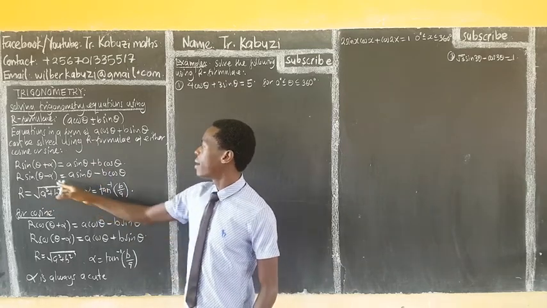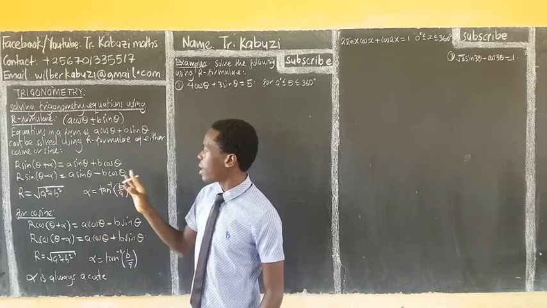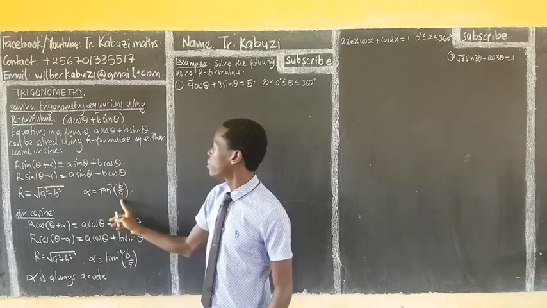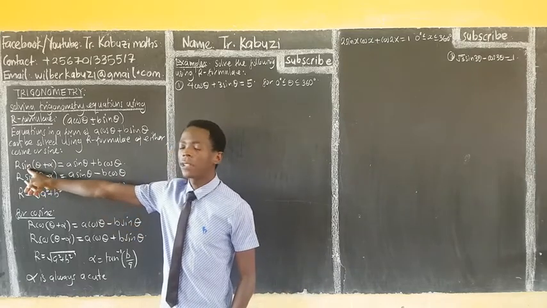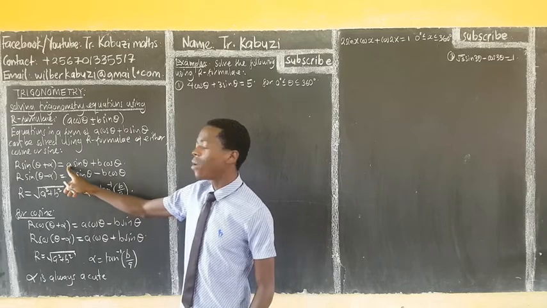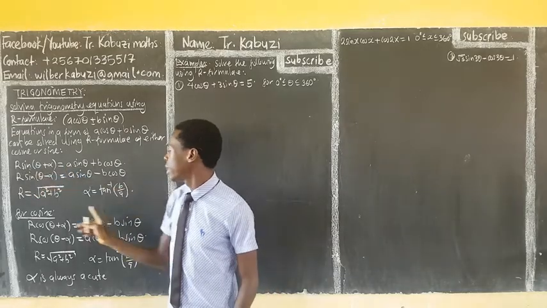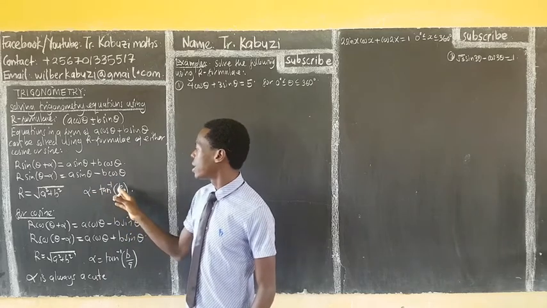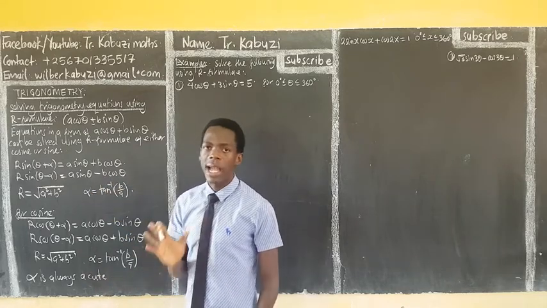How do you get this alpha here? Alpha is always found from the function we are using: its coefficient goes down. So the function I'm using is sine, so alpha is going to be tan inverse of the coefficient of the function I'm using on the bottom, then the other one on top. As simple as that. We ignore the negative because this alpha is always acute.